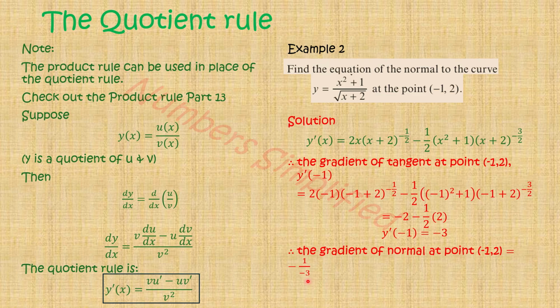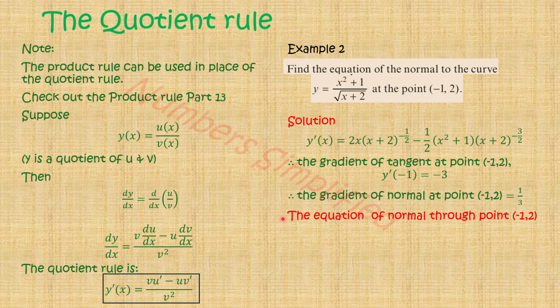As you would know and recall, the relationship that we have between the gradient of the tangent and the gradient of the normal is given by that. Right, so that will imply that the gradient of the normal is equal to positive 1 over 3. Now that we have the gradient of the normal, and we have also the point at which the normal passes through, which is the point minus 1, 2, we can go on to find the equation of the normal through the point minus 1, 2.